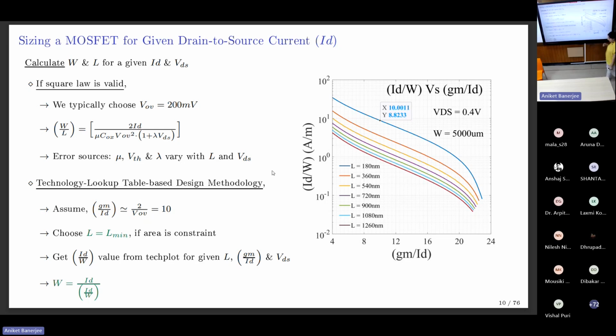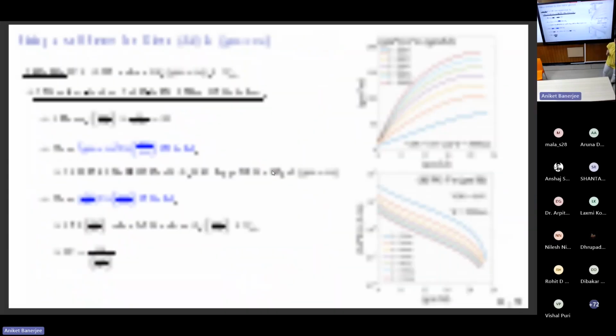Let me take a step back and quickly summarize in 30 seconds or so where we are. We started with the square law, mu Cox W by L (VOV squared), and we saw that it will not be able to predict the ID-VOV curve accurately. So what do we do? We characterize the FET for three figures of merit: gm/ID, ID/W, and fT. If I'm giving you the ID, then you can set some gm/ID for minimum length. This is how you can size, but you did device characterization first. Together, right? You will get used to it because you'll see it multiple times.